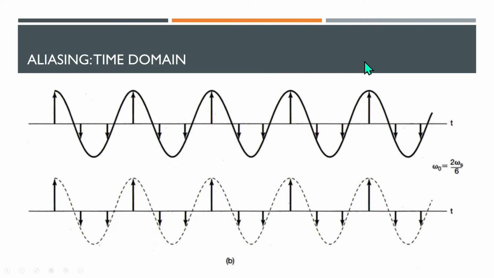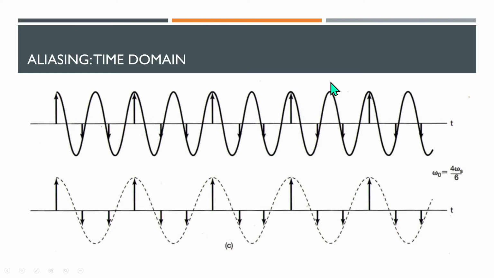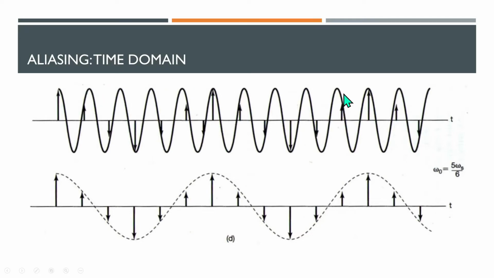This waveform is also accurately reconstructed from its samples because it has been sampled at 3 omega naught. Therefore, aliasing does not occur. This waveform is not accurately reconstructed from its samples because it has been sampled at 1.5 omega naught. The waveform at the bottom is an alias of the original signal. This waveform is also not accurately reconstructed from its samples because it has been sampled at 1.2 omega naught. The waveform at the bottom is an alias of the original signal.